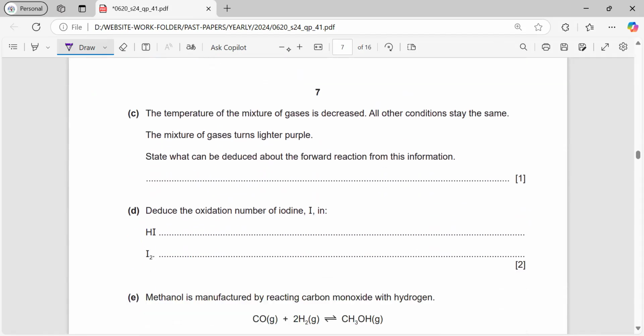The temperature of the mixture of gases is decreased. All other conditions stay the same. The mixture of gases turns lighter purple. State what can be deduced about the forward reaction from this information. Now, the temperature of the mixture is decreased and the solution is turning light purple. So what can be deduced about the forward reaction? In this type of question, mostly you have to tell whether the forward reaction or the backward reaction is endo or exo. So let's find out.